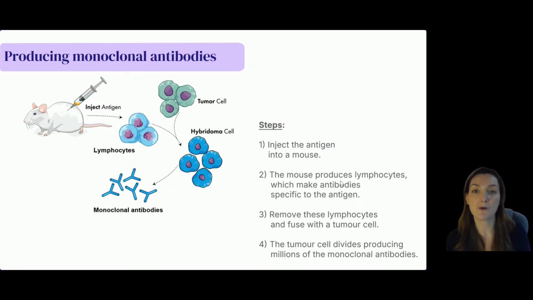Because the lymphocytes won't divide rapidly, we need to fuse them with a tumour cell, as tumour cells do divide rapidly. This produces a hybridoma cell. The hybridoma cells will divide rapidly and produce the monoclonal antibodies. The clones of the hybridoma cell will produce millions of the monoclonal antibodies.